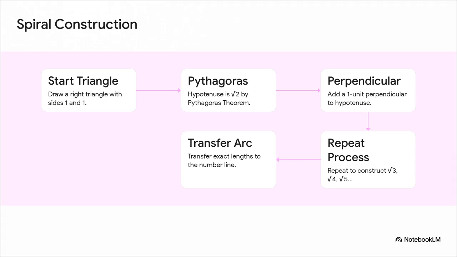By repeatedly adding a new 1-unit perpendicular line to the previous hypotenuse, we spiral outwards, physically constructing the exact lengths of the square roots of 3, 4, 5, and so on. Finally, we use compass arcs to basically sweep these exact lengths down from the center and pinpoint them precisely onto the number line. It's like building an intricate geometric puzzle piece by piece.